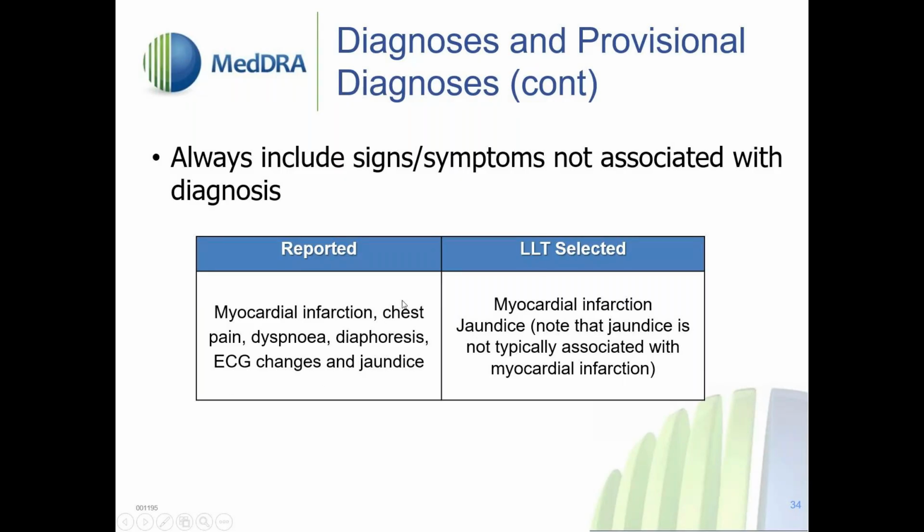Of course, it's quite straightforward. Myocardial infarction, chest pain, dyspnea, diaphoresis, ECG changes, and jaundice. In such an instance, you would consider chest pain, dyspnea, diaphoresis, and the ECG changes as characteristic for the myocardial infarction, not the jaundice. So you would code the jaundice separately. This is quite obvious, but sometimes this decision is really hard to make.